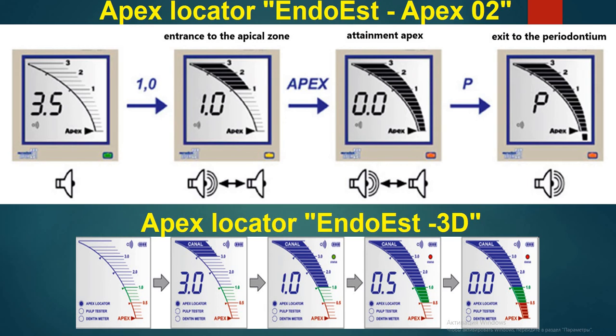Apex locator Root ZX mini, and we see entrance to the apical zone, attained apex, exit to the periodontal. And apex locator Root ZX 3D: 3 mm to apex, 1 mm to apex, 0.5 mm to apex, and at the apex.